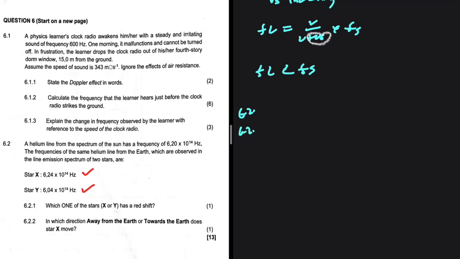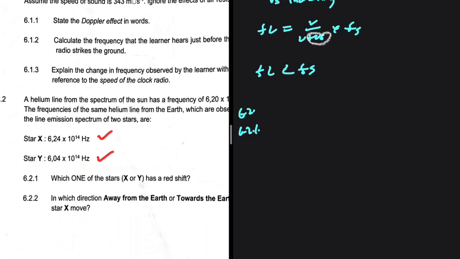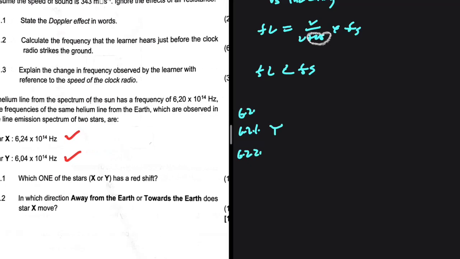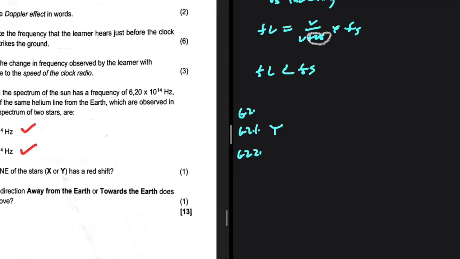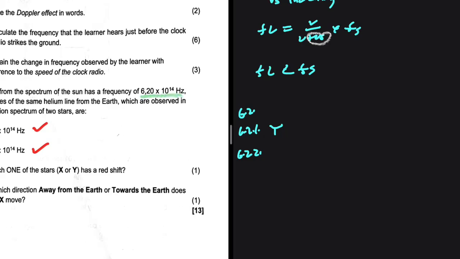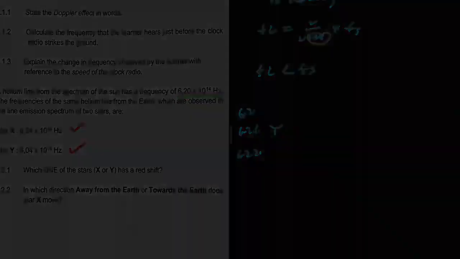6.2.1, which one of the stars, X or Y, has a redshift? So the one with a smaller frequency has a redshift because it has a higher wavelength. So that is star Y. And 6.2.2, in which direction, away from the Earth or towards the Earth, does star X move? Star X has a higher frequency than our reference point, 6.2 times 10 to the power 14 Hz. So it should be moving towards the Earth.